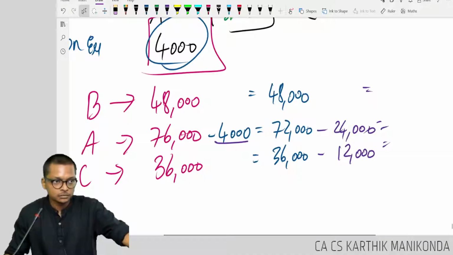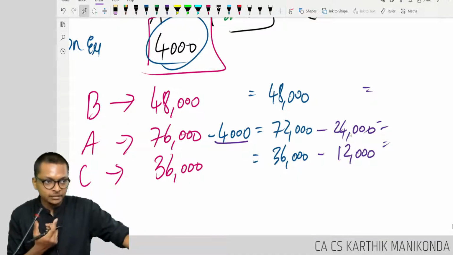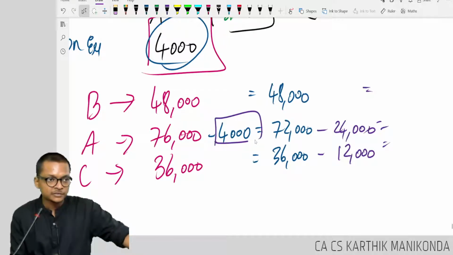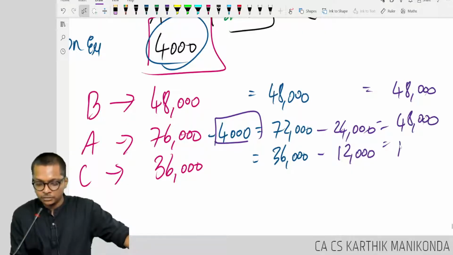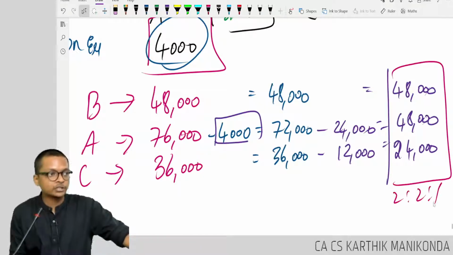You should remove 28, but the 28 includes 4,000. So first I will pay 4,000. Now how much do you get? 48,000, 48,000, 24,000. Now the capital is in the ratio 2 is to 2 is to 1.